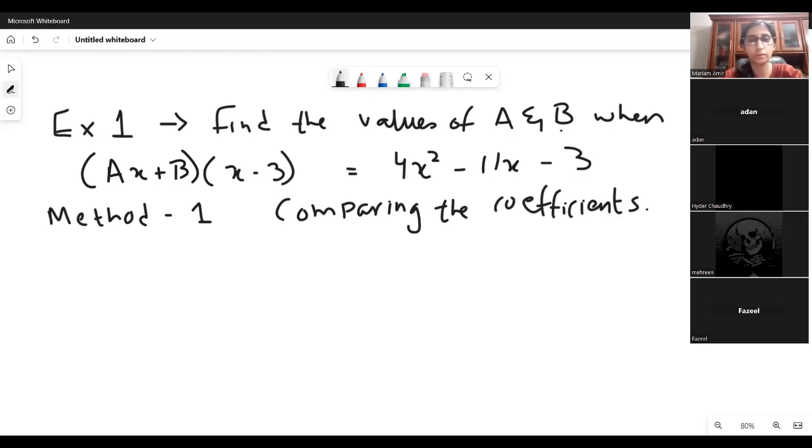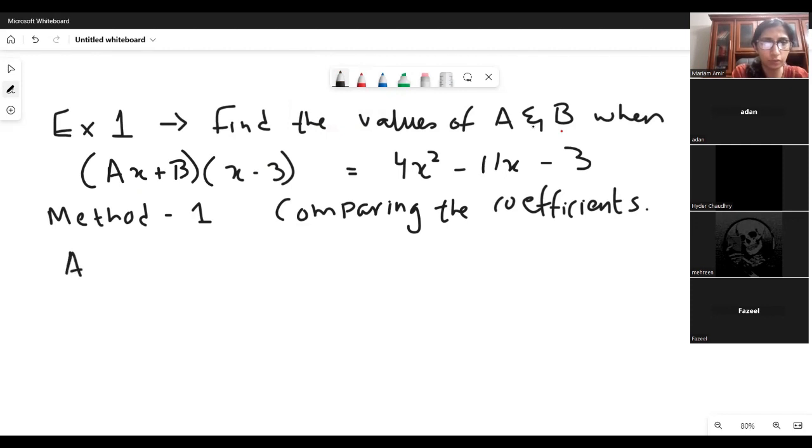Anybody has any idea what I mean when I say comparing the coefficients? क्या करेंगे? ओपन करके फिर उसको कंपेयर करें दूसरे के साथ. Exactly. You'll expand this side completely, and then you'll compare the coefficients of x square on both sides, coefficient of x on both sides, and the constants on both sides.